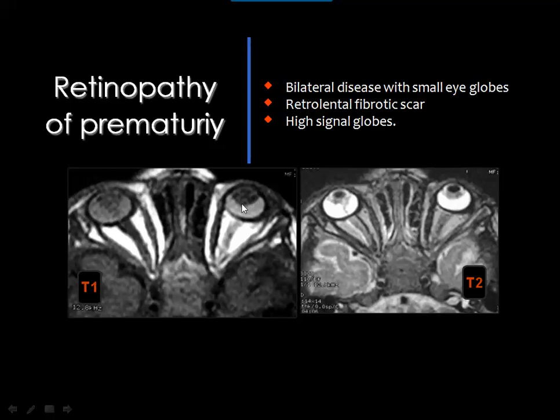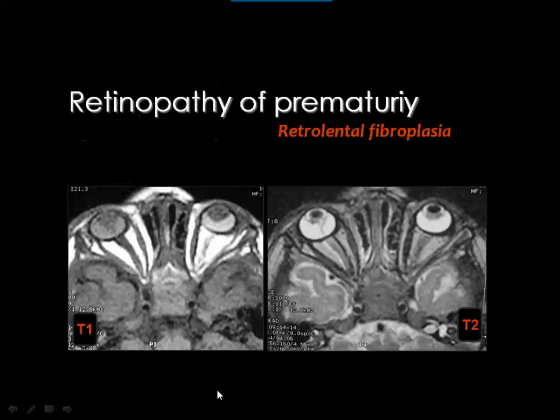Posterior to the lens, you see a shadow which is dark in all pulse sequences because of the presence of fibrosis, and the globes, of course, will show high signal, similar to the two other lesions.